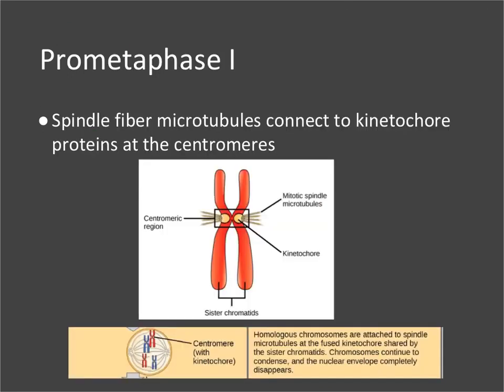During prometaphase 1 of meiosis I, the nuclear membrane has totally dissipated at this point, and the mitotic spindle is starting to develop. So even though we're talking about meiosis, it's the same kind of structure of the mitotic spindle, which remember is equal to centrioles plus microtubules.